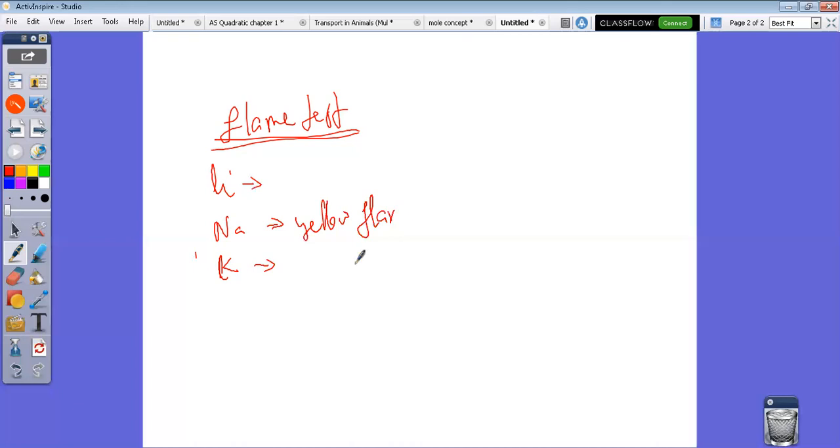Lithium, what flame do you get? Potassium, lilac, or purple. I think lithium is crimson, a red flame. Clear? You can check on Google. Those are the flame tests that you carry out.